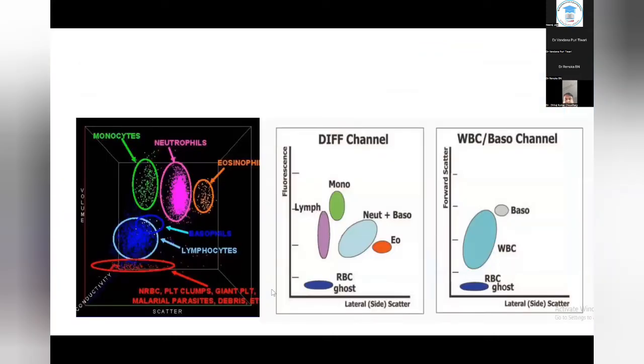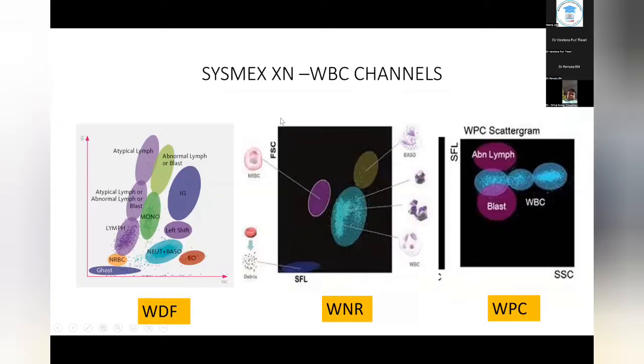Whenever we are talking about the different channels and different parameters, we get the basic panel. If you look at the fluorescence versus side scatter, we get eosinophils, neutrophils and basophils, monocytes and lymphocytes. In Sysmex counters, this channel is named WDF, that is white cell differential, in which eosinophils, neutrophils, basophils, lymphocytes and monocytes are separated. And this is the region where nucleated RBCs come.